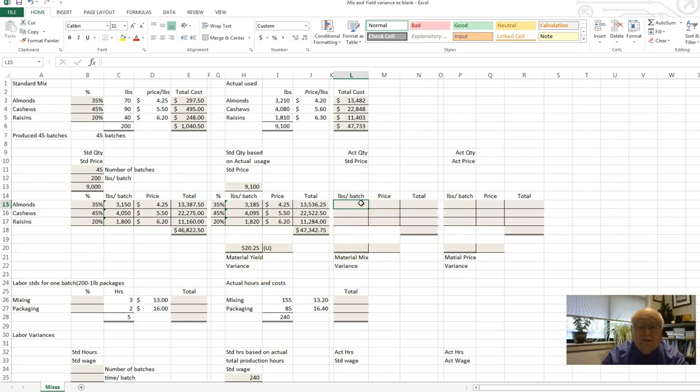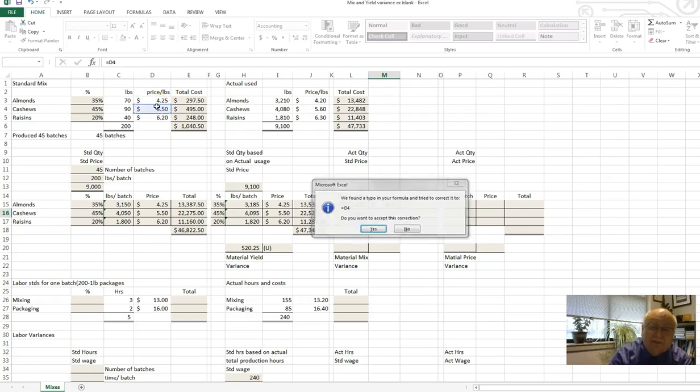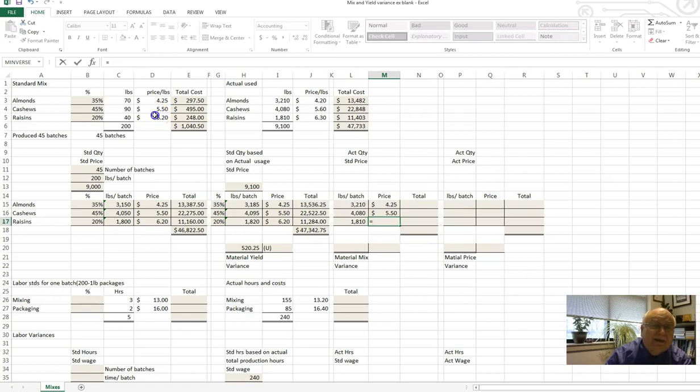On the other one, the material mix variance, we want to look at the actual pounds used: 3210, 4080, and 1810. That's the actual pounds used. Take it times our standard price again: 425, 550, and 620.